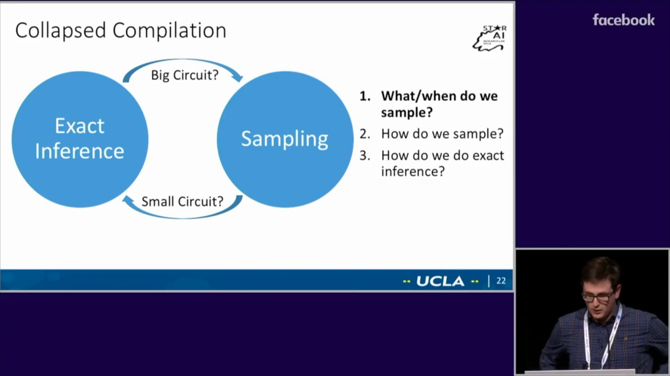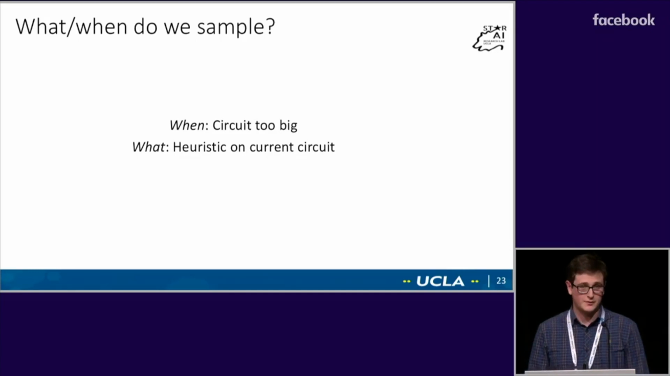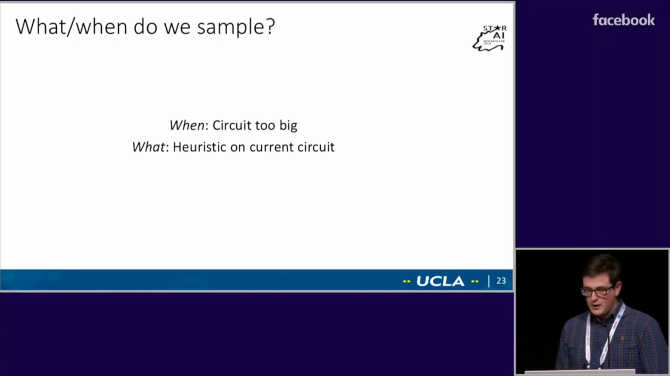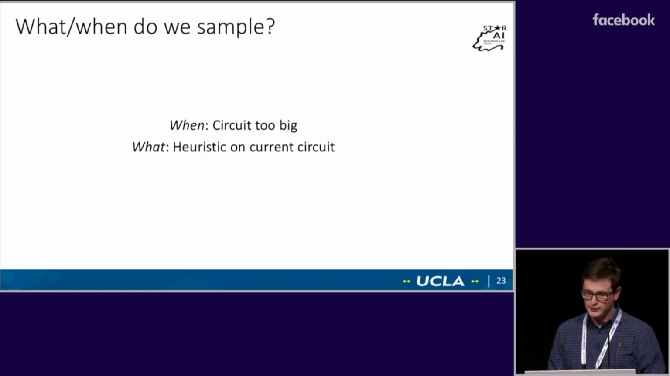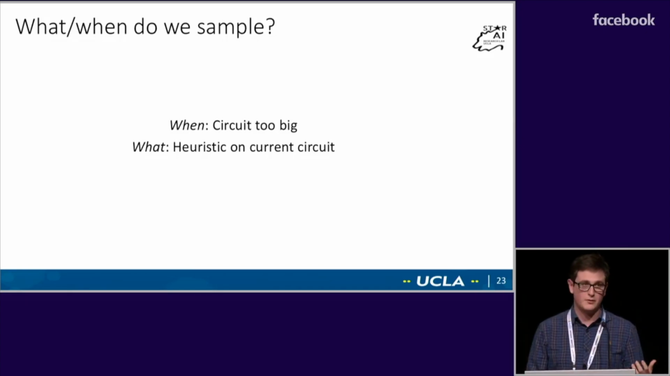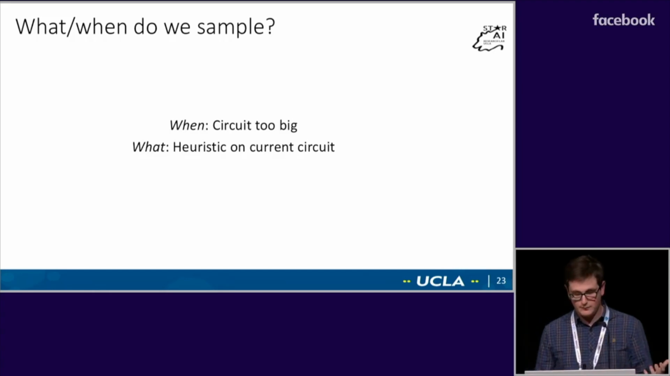Okay, so let's revisit those three questions and see how we're going to answer them. What and when do we sample? The when is chosen for us, right? We just have to do it whenever the circuit is too big. And the what is, well, we're going to use a heuristic on the current circuit. To give some intuition for what you would want from your heuristic, if you have a variable that's very densely connected to other variables, but it's not very strongly correlated in all of those connections, that's an example of a variable you really want to sample. That dense connection is going to make exact inference hard, but the weak correlation makes sampling really effective. And if you have the opposite situation, then that's an example of something you really don't want to be sampling.